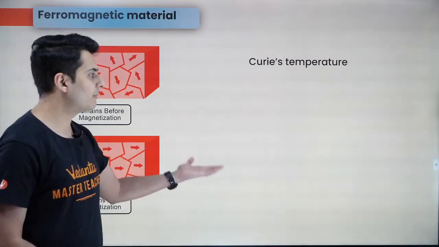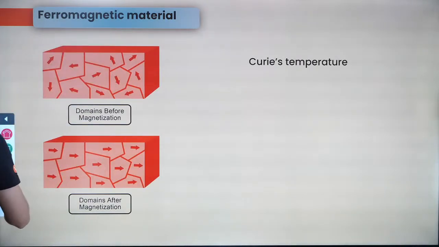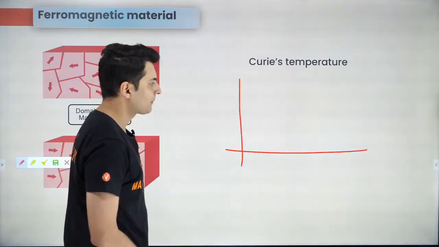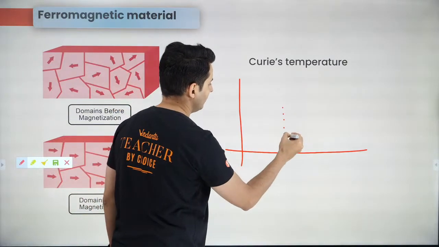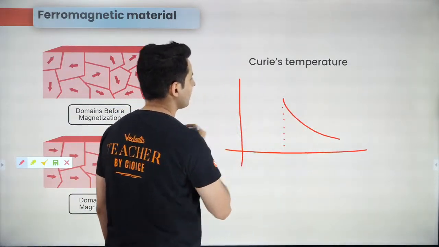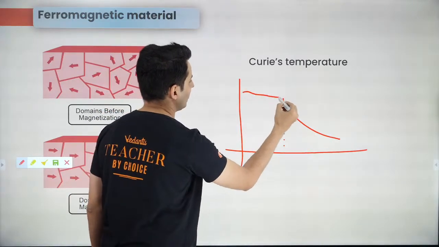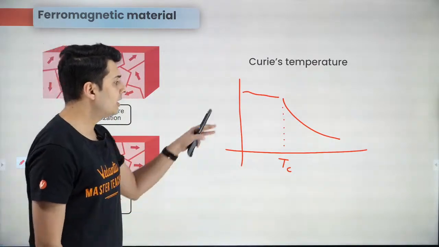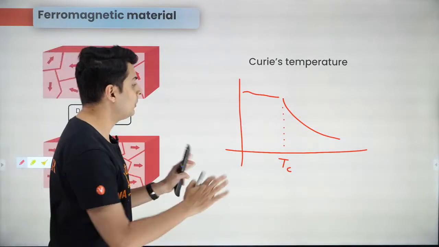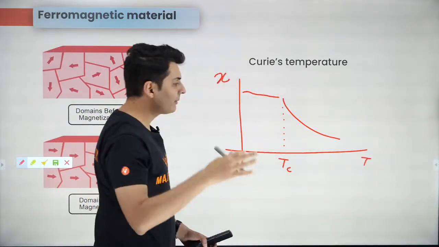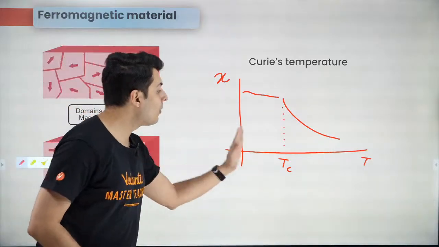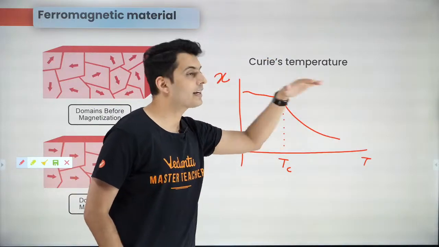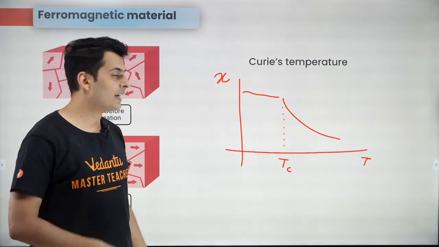And how does it behave with temperature? So the graph of susceptibility with temperature is something like this. Basically it's almost a constant, guys, till a particular temperature called Curie's temperature. Till that temperature, the graph of susceptibility versus temperature is almost constant. That means it does not get affected by temperature. The moment the temperature crosses the Curie's temperature, it becomes like a rectangular hyperbola, just like paramagnetic materials.